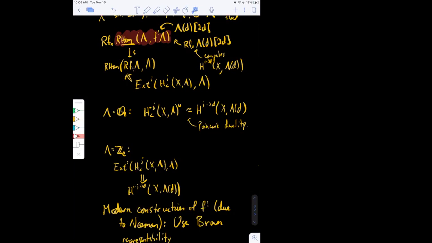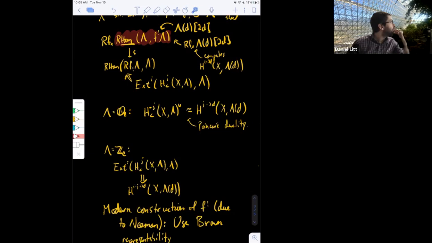Wait, so topological Z_L modules, do those even form an abelian category? Let me think about that. I think at least for finitely generated ones, they do. I would have to think a little bit in general. It's a good question. Yeah, they certainly form an exact category, which is all you need, but it's okay.